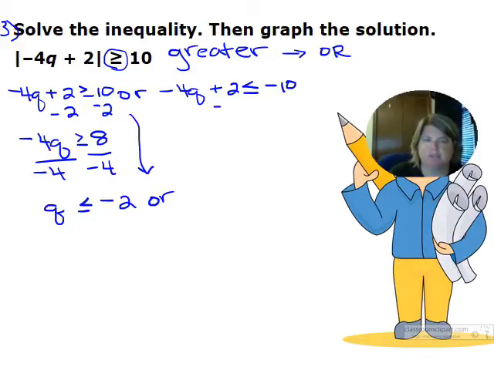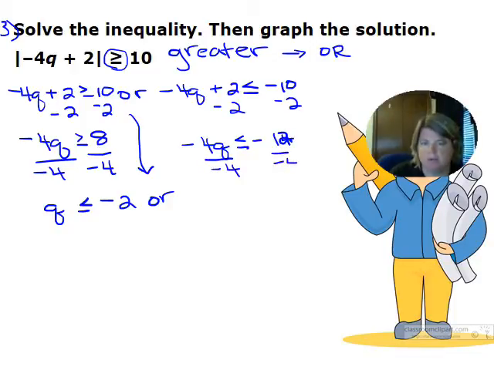So we minus 2 from both sides, and we have negative 4q is less than or equal to negative 14, right? When the signs are the same, oops, sorry, negative 12. When the signs are the same, you add and keep the sign, and then we divide both sides by negative 4. So again, whenever you divide by a negative, you have to flip over the inequality.